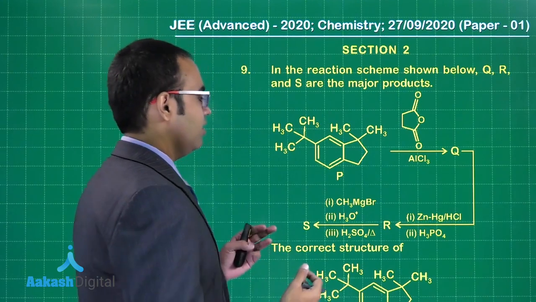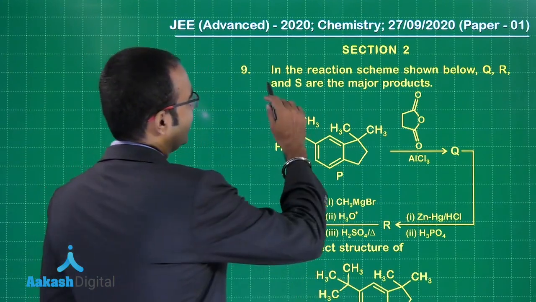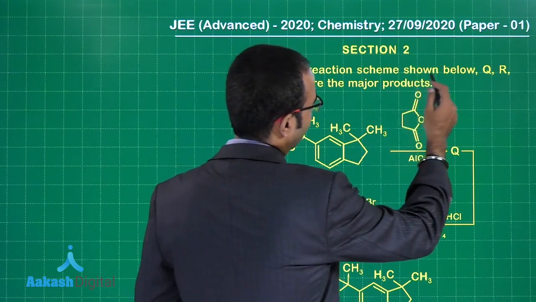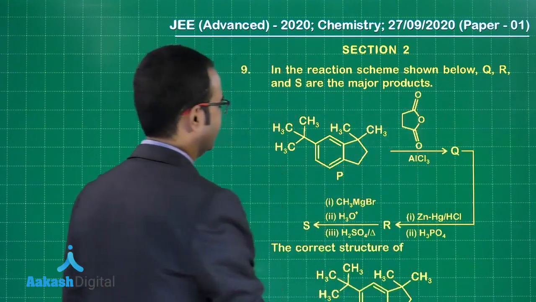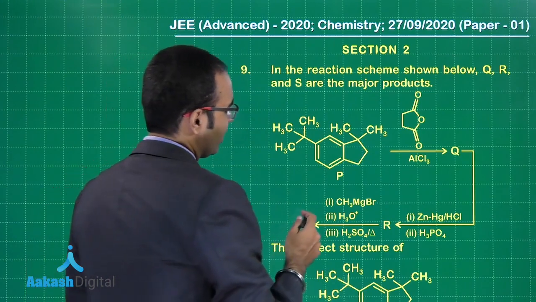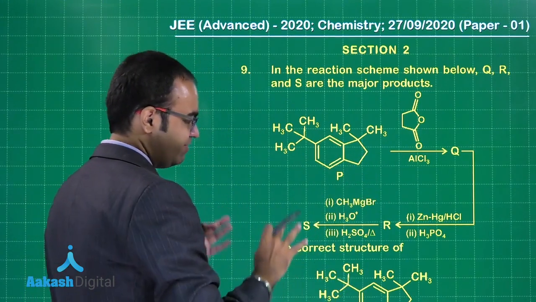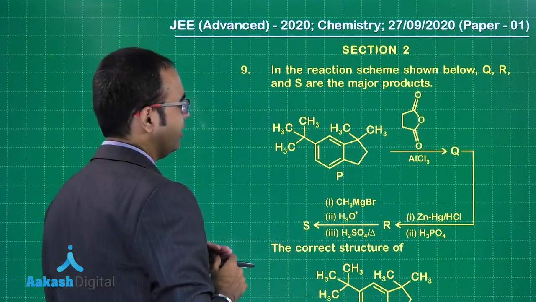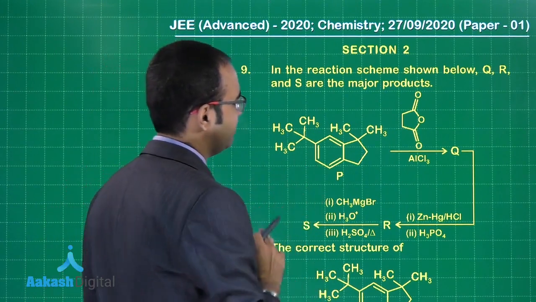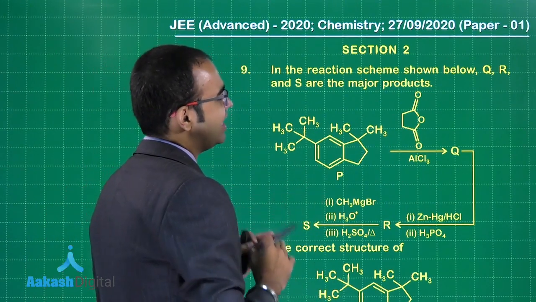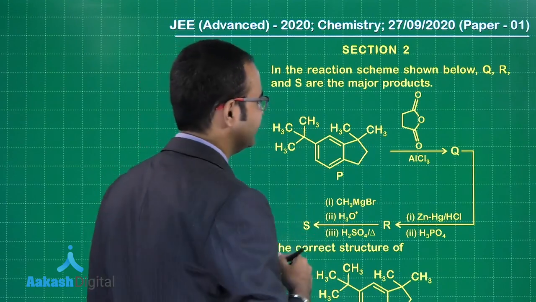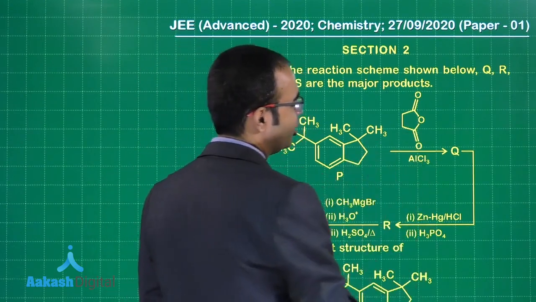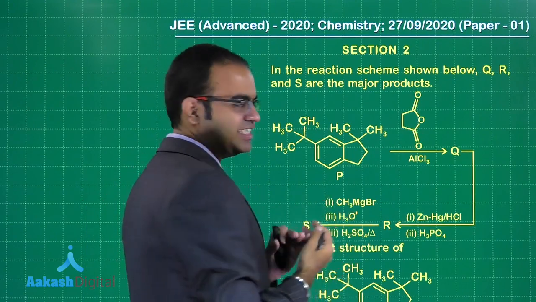Okay. Reaction. In the reaction scheme shown below, Q, R and S are the major products. So this is your entire reaction scheme. We'll look at the reaction. What you are doing in the first step: you are carrying out acylation, guys. AlCl3, there's a carbonyl group. You are carrying out acylation.